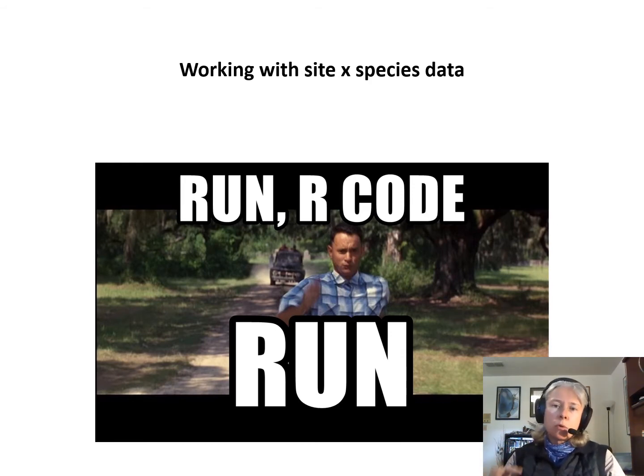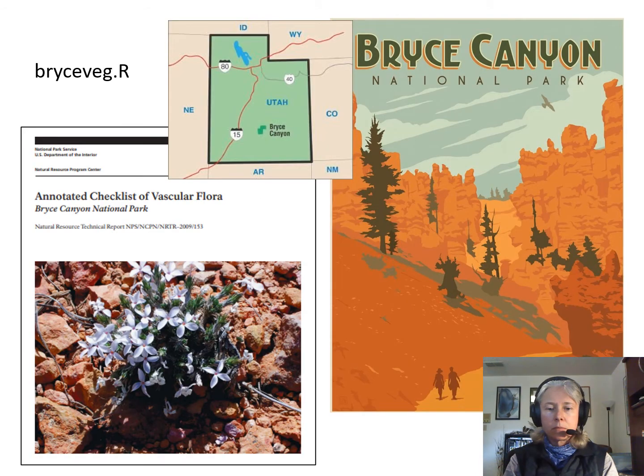Today we're going to focus on working with site by species data. So once again, we'll be working with the BryceVeg.R dataset that contains vascular plant species data from Bryce Canyon National Park in south central Utah. Plants were surveyed in 160 circular plots that were 375 square meters in area. To put that into perspective, that's about the size of a basketball court. Each species of plant was identified.